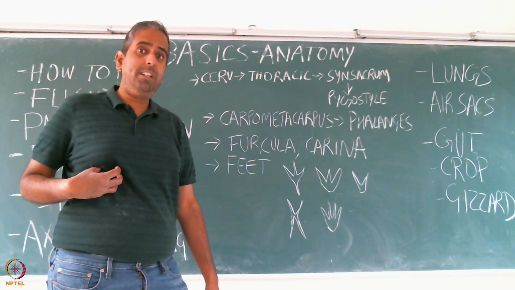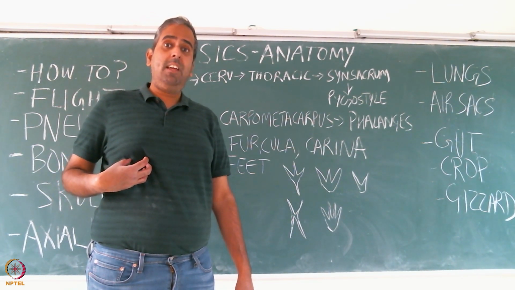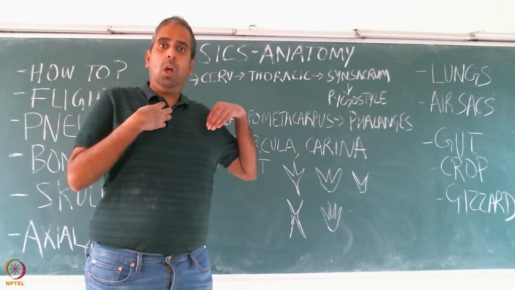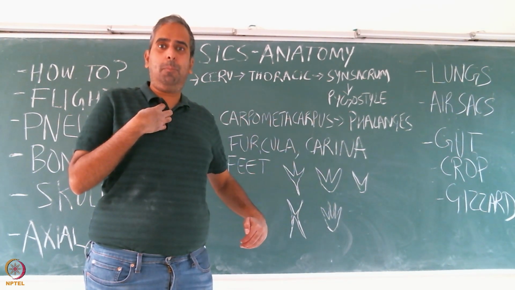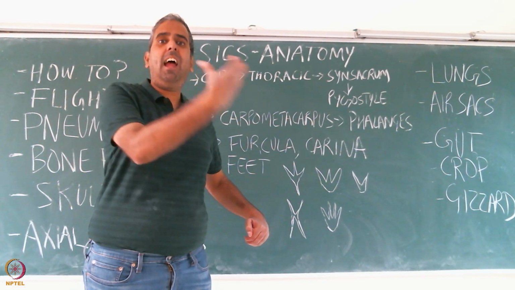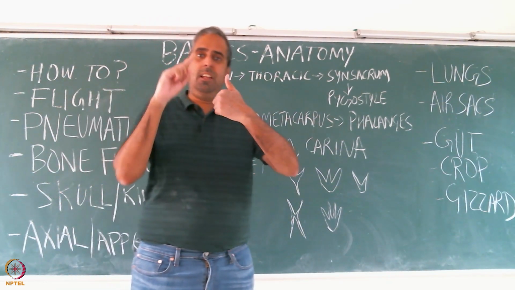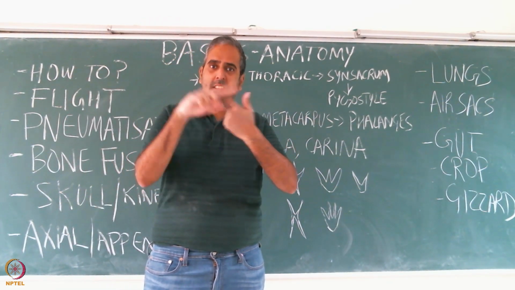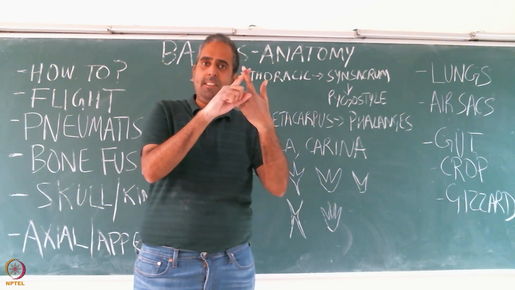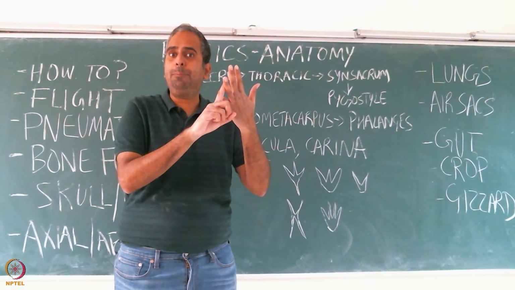Then the bird takes in another breath. When the bird takes in another breath, this air goes to the front air sacs, while the new breath goes straight into the posterior air sacs. And then the bird exhales again, and out comes this air. So the air goes posterior air sacs, parabronchi, one breathing cycle. And then on the second breathing cycle, it goes anterior air sacs and out.